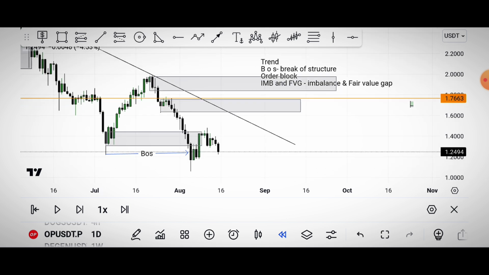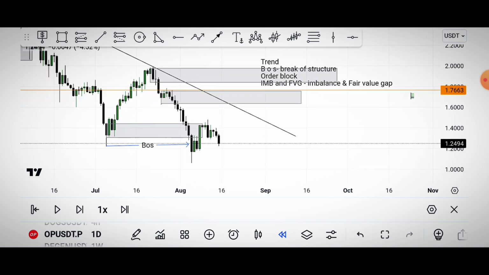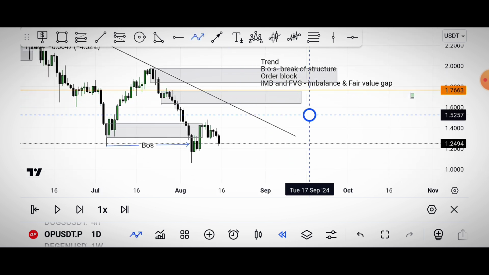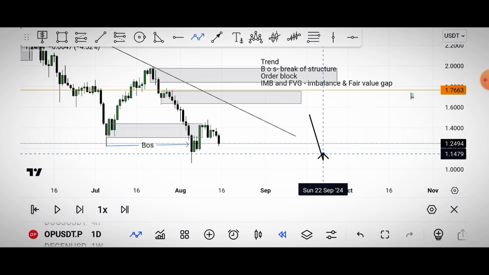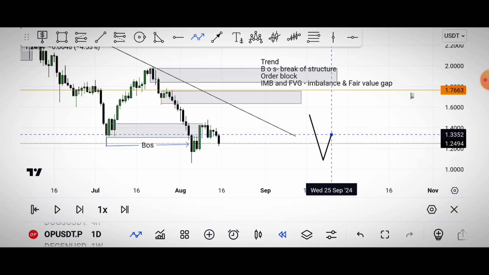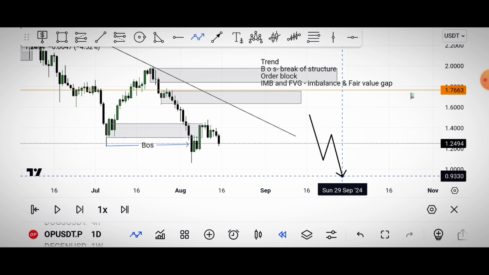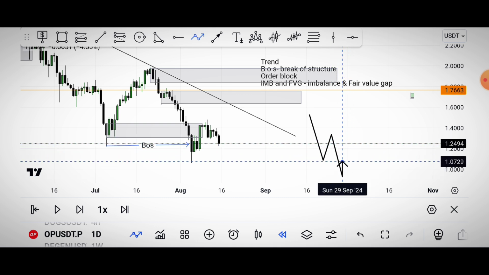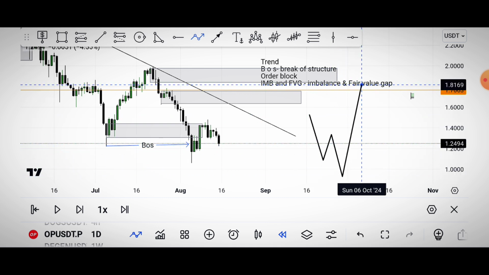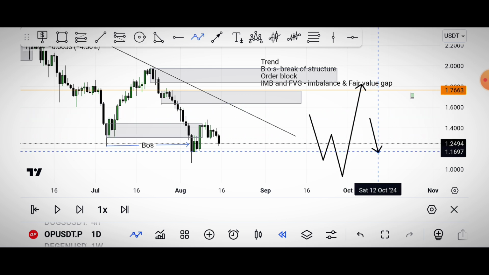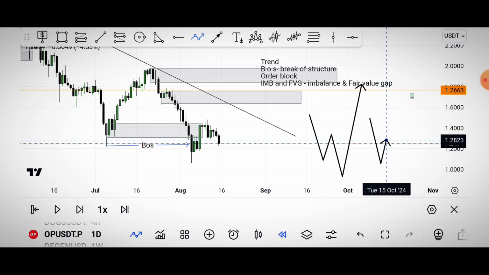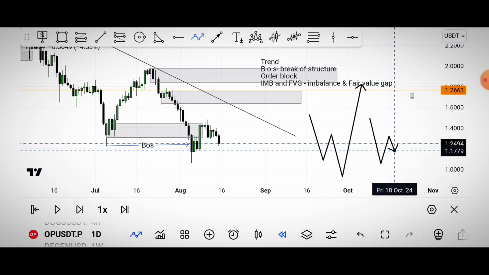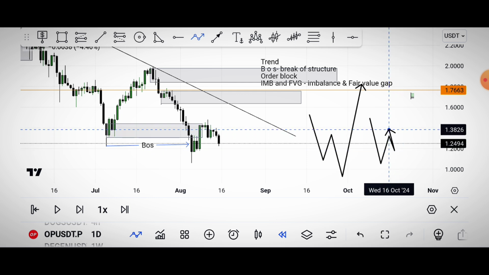So having understood that, remember I told you guys on how to use W structure. If the left leg is lower than the right leg, the price is going to go exceedingly up. But if the left leg is higher than the right leg, it means that the price will reverse from the neckline.